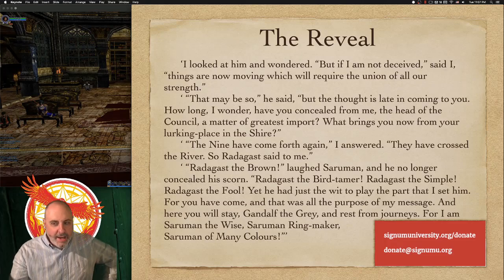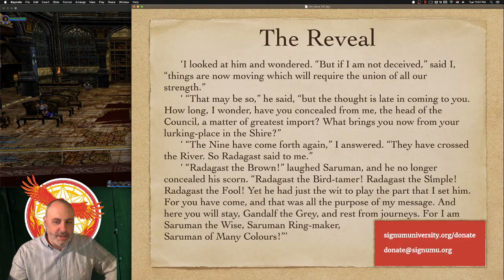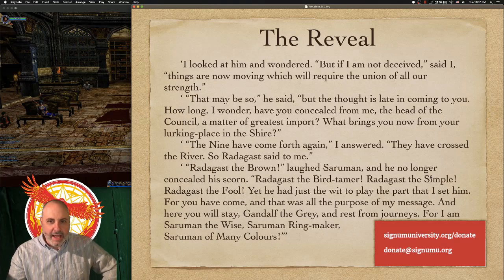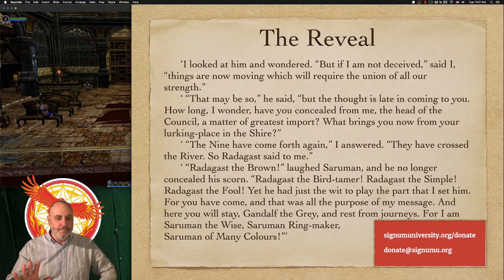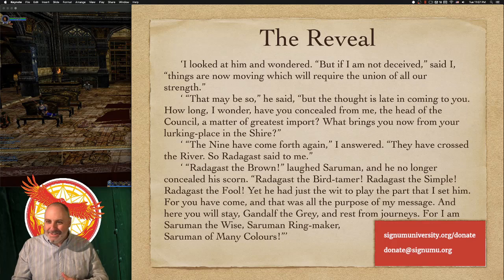So yeah, I don't think that he's worried about Radagast here. I think that he brings up Radagast in order to confirm this, right? He's not accusing Saruman of anything yet. Radagast told me that these things were true. He doesn't ask Saruman any question. He just makes these two statements.